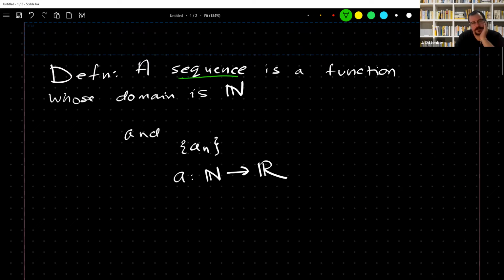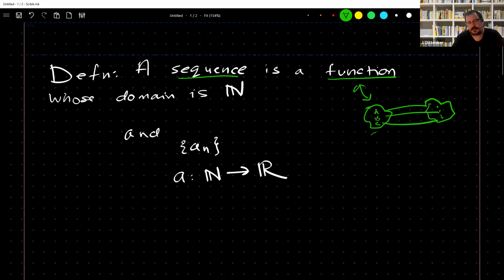A sequence is a function. So what is a function? Do you remember from algebra or calculus, or maybe you don't remember it, but a function is when you have two sets of items, and let's say I've got A, B, and C here, and 1, 2, 3 in here. A function is a way to pair items from these two sets. So a function pairs items in two different sets, but it doesn't just pair them in any way.